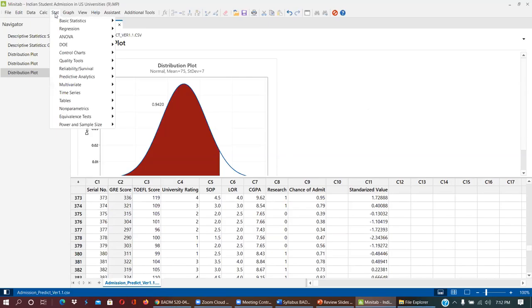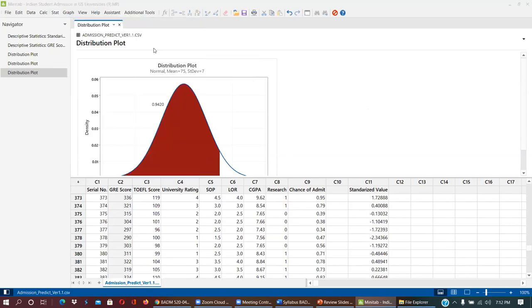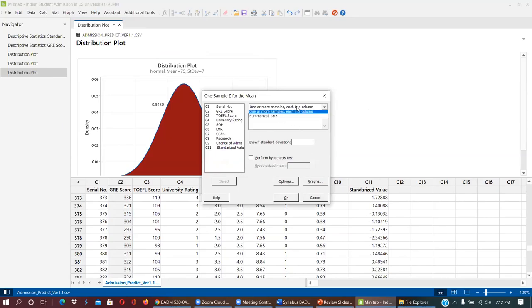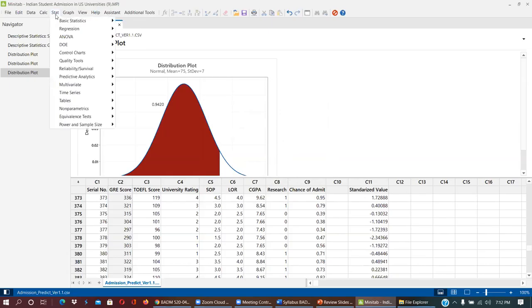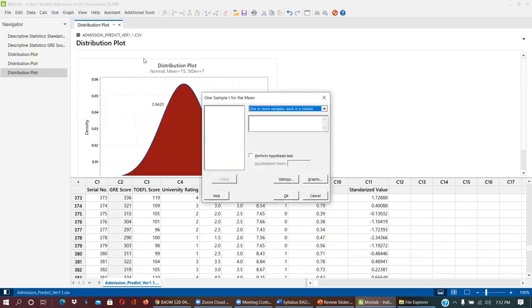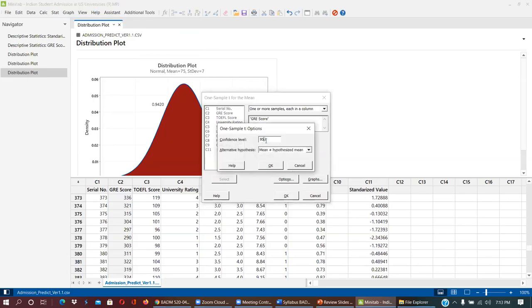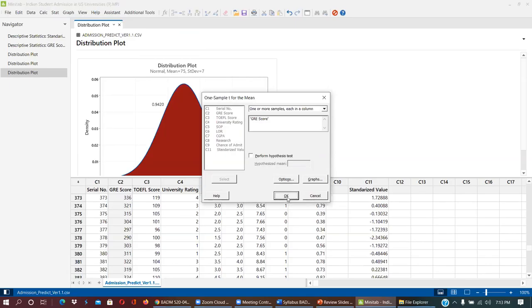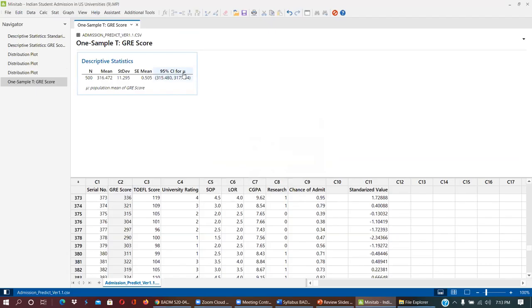So I go under statistics. I have one sample Z-test, or from summarized data, and I have different options. Or I can use one sample T-test, because this is a sample. So I'm using one sample T-test. Here is 95%. I'm just using 95 by default. You can choose 99, 98, whatever. Here, can you see this 95% confidence interval for mu?